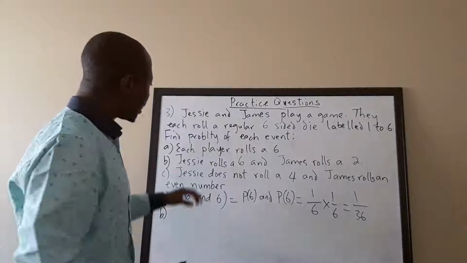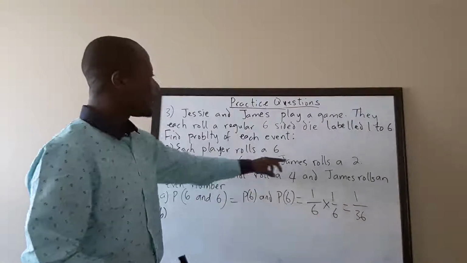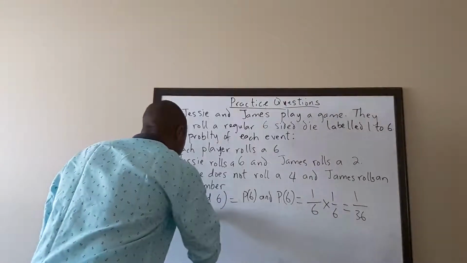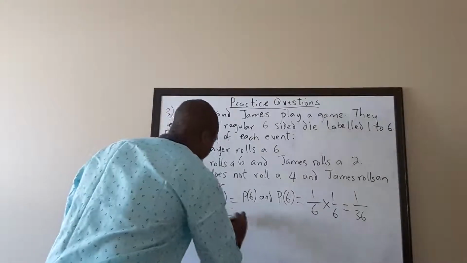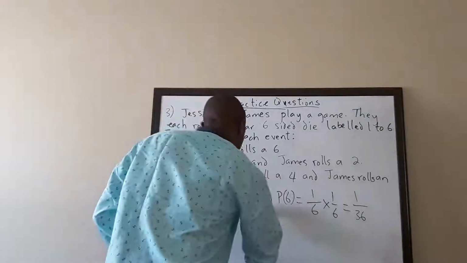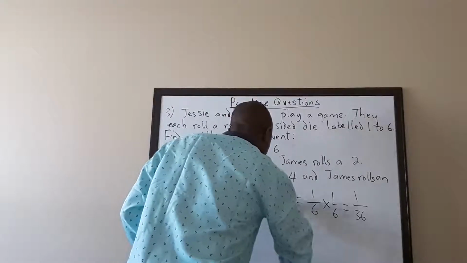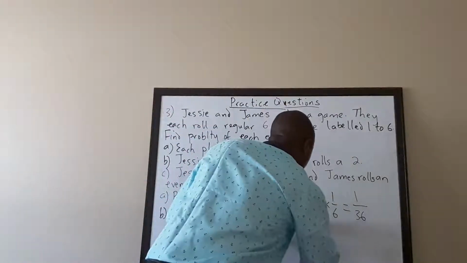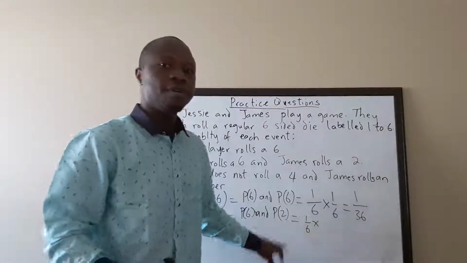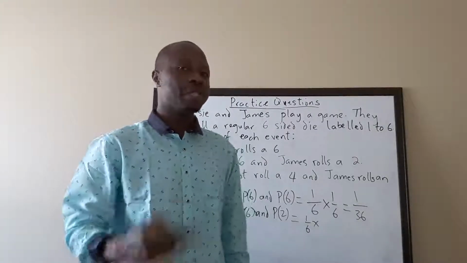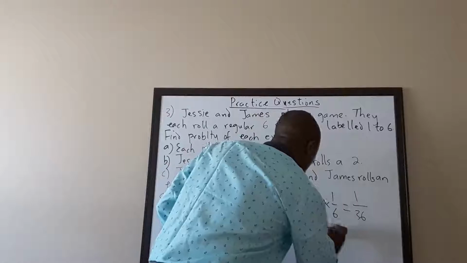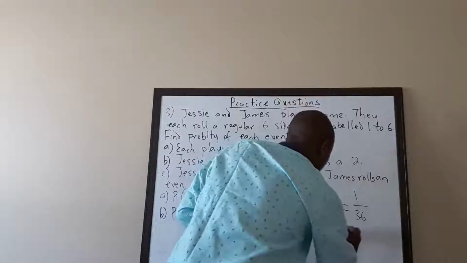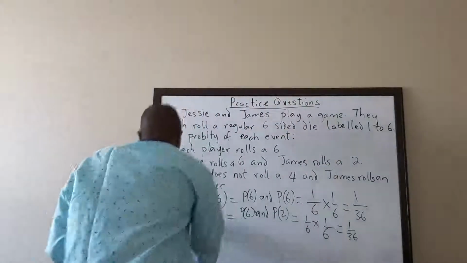So what's the probability that Jesse rolls a 6 and James rolls a 2? So that will be the probability of 6 and 2, which is P of 6 and P of 2. So P of 6 is 1 over 6. So the probability of rolling a 2, well, there's only one face with 2, so just 1. And you have a total of 6 different faces, so over 6. So this is still 1 over 36.